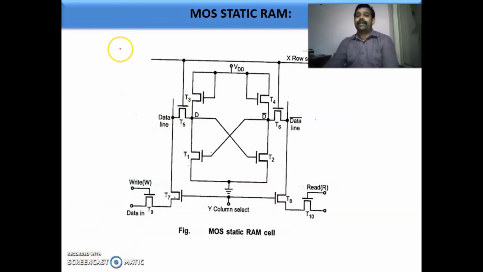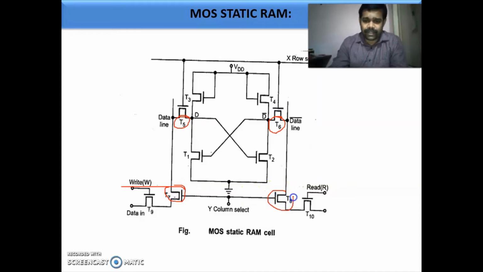Next, I will explain what happens for the read operation. When you are making X row select and Y column select, T5, T6, T7 and T8 get on. Now we are going to read data. We are making the read signal high.